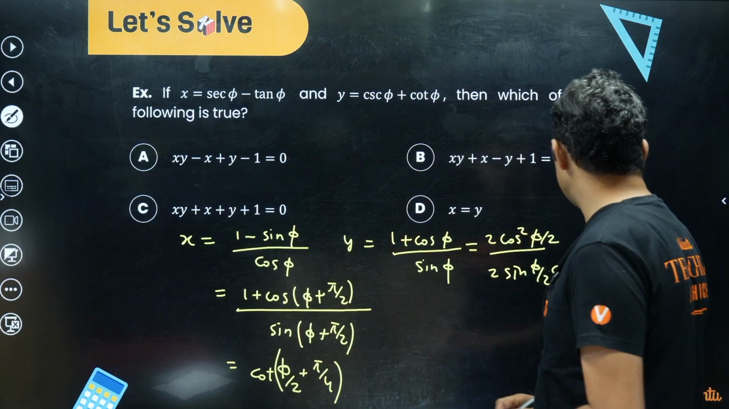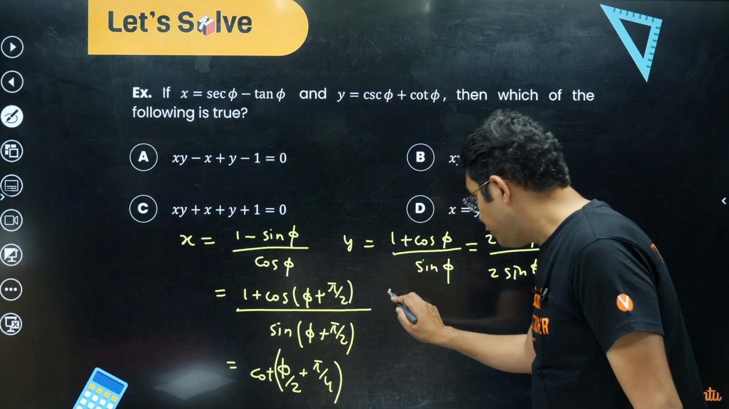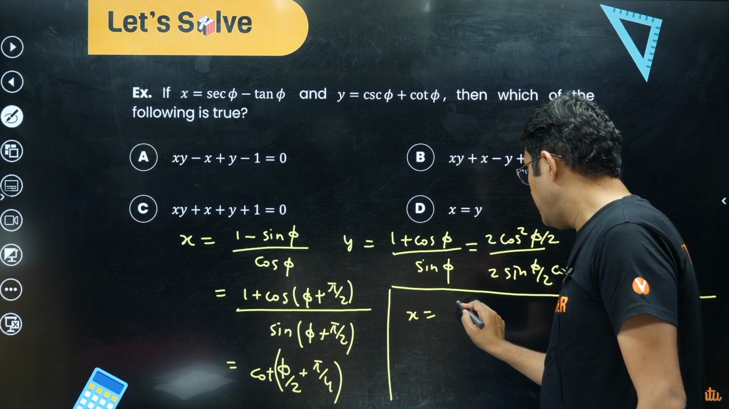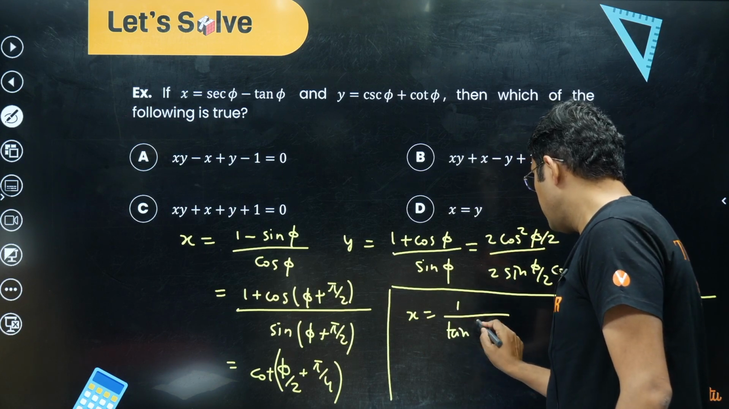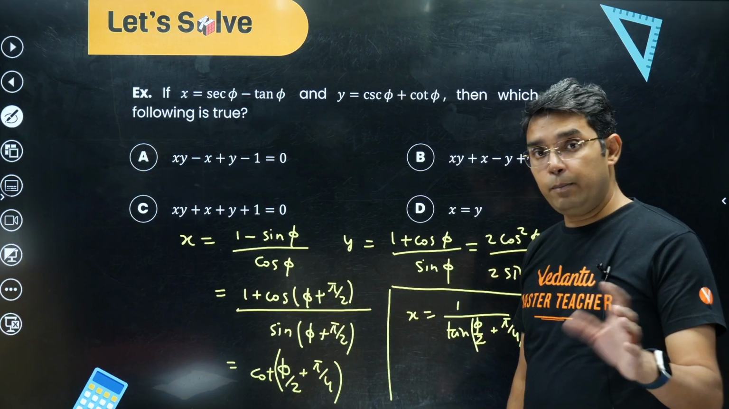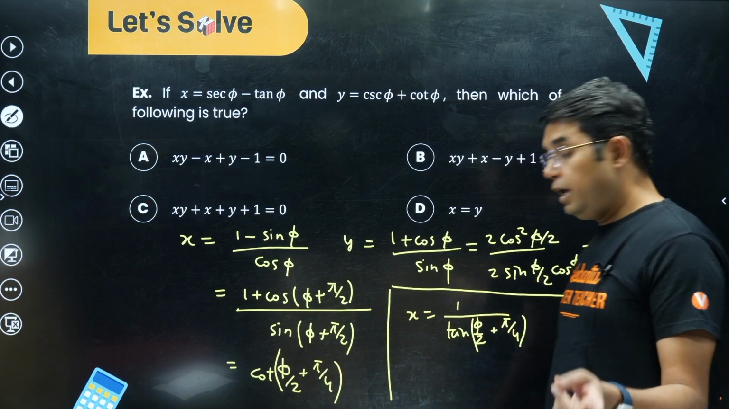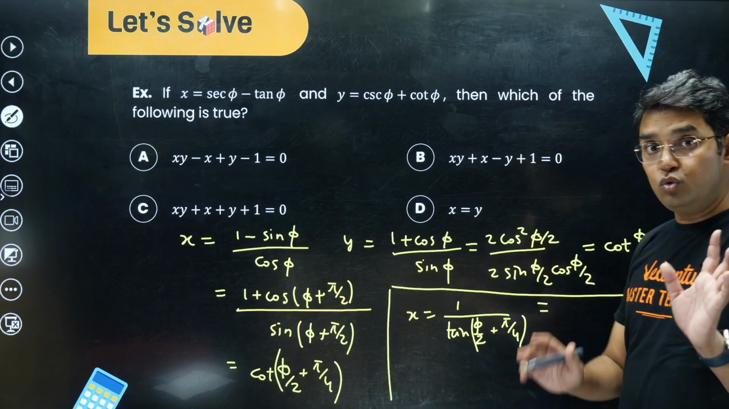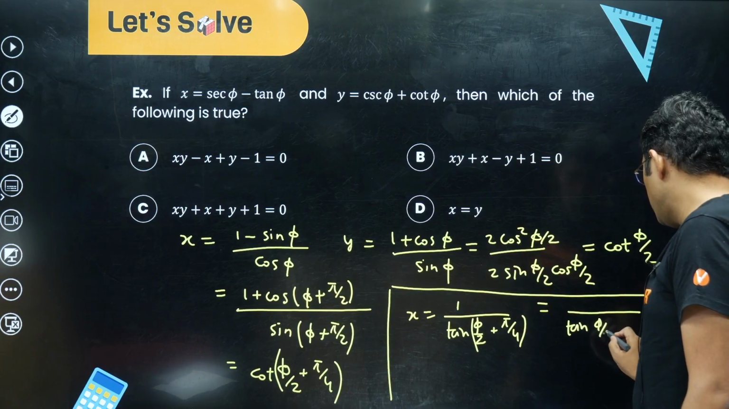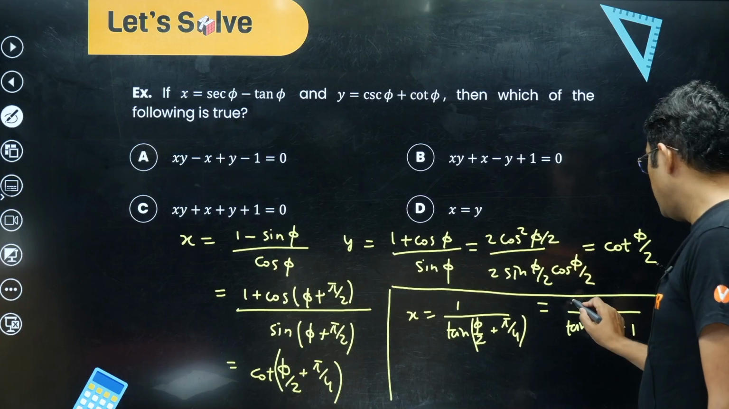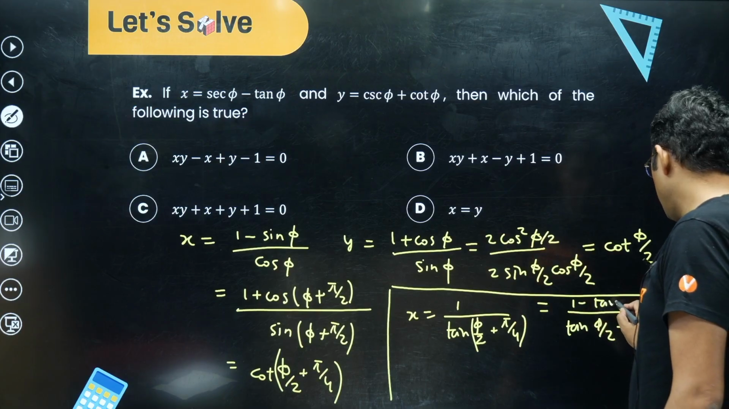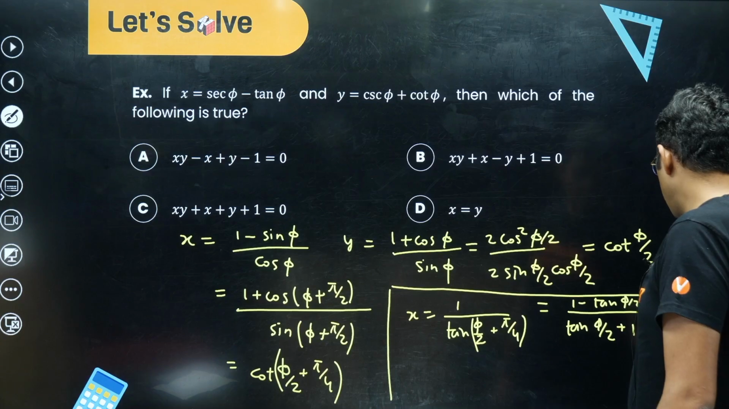How can this be done? Now please listen carefully. Cot of phi by 2 plus pi by 4, I can write it as, I will write the value of x once again here. This is 1 upon tan of phi by 2 plus pi by 4. If you remember the cot a plus b formula, then cot a plus b can be used directly, but in case those who do not remember, I am doing it this way. So it will be tan of phi by 2 plus tan pi by 4, that is 1, and in the numerator now it will be 1 minus tan of phi by 2 into tan pi by 4, that is 1.